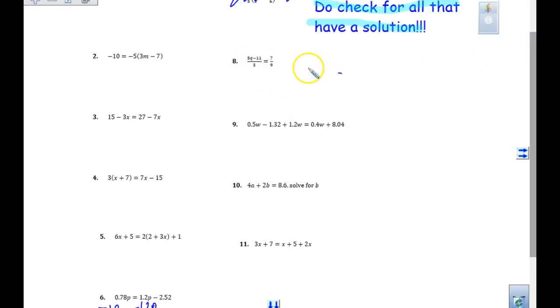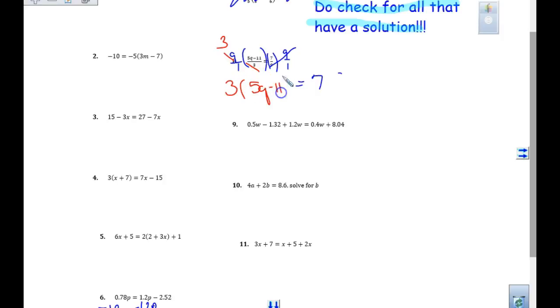Number 8. If I want to get rid of my fraction, and I would recommend that on both sides, we should have multiplied by 9 over 1, not 3 over 1. Why 9 over 1? Because then we don't have this fraction anymore, and we're left with equaling 7. On this side, 3 goes into 9 3 times. So on this side, I'm left with 3 times, and Abby, what do I have left inside that parentheses still?